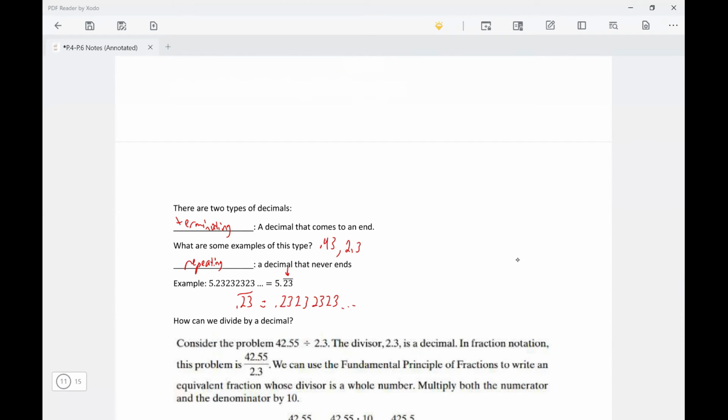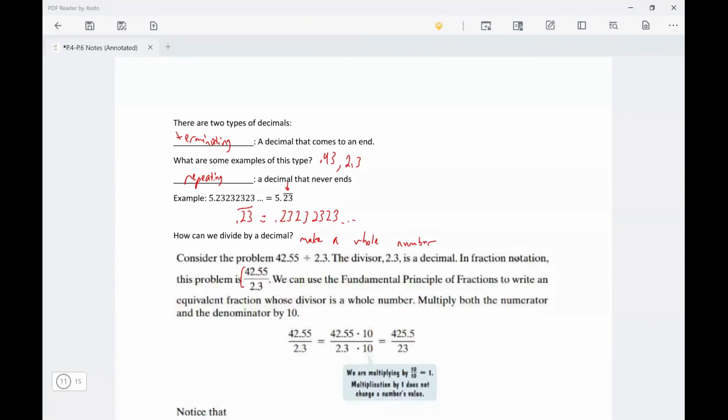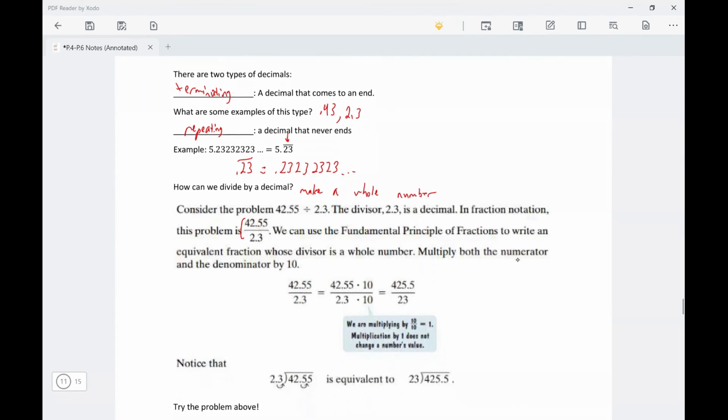Okay, so one thing that you might see that we would have a problem with, right? We've been dividing by whole numbers. So what happens if we want to divide by something like a decimal, right? So in the case below, we have 2.3. Well, what we can do is we can just make it a whole number, right? So we can make the decimal a whole number. And how can we do that? Well, notice that whenever we're dividing two things, that's the same thing as just having a fraction, right? So we can use that fundamental principle of fractions that we have to write an equivalent fraction, right, whose denominator is a whole number, right?